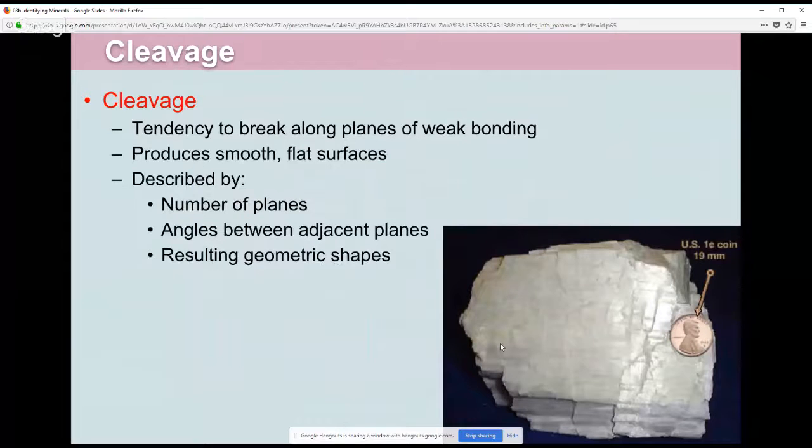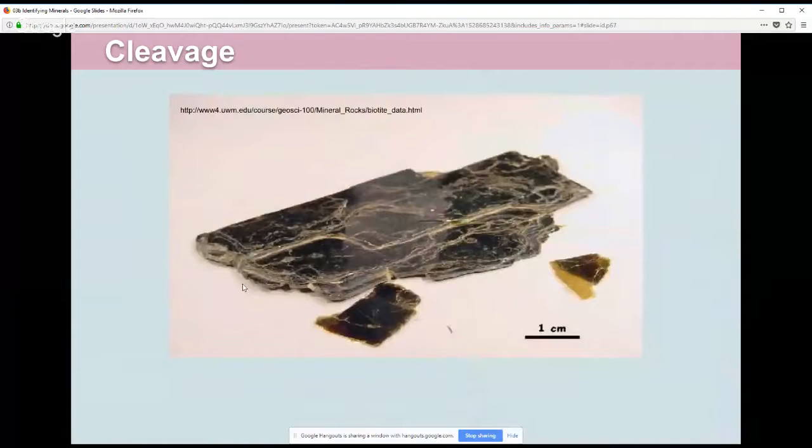Cleavage is another really good indicator of what type of mineral you're dealing with. And cleavage is essentially the planes of weakness that the mineral will break along. So if you were to hit that mineral with a hammer, break it into tiny little pieces, it broke along certain planes, nice, flat, smooth sides, those are your planes of weakness. And you can be very descriptive with those planes of weakness: how many there are, in what directions, and at what angles those different planes meet. And that can help you identify that.